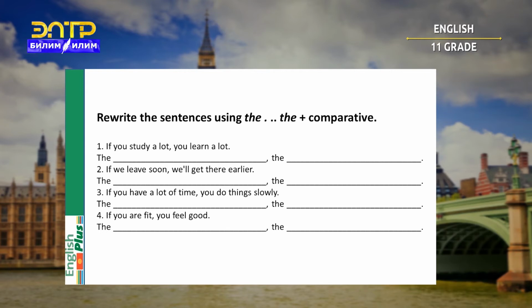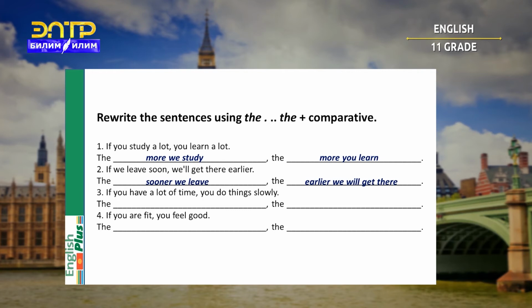Okay, now let's check your answers. Sentence number 1. If you study a lot, you learn a lot. But we should use the with comparative. What do you have? The more we study, the more we learn. Sentence number 2. If we leave soon, we will get there earlier. The sooner we leave, the earlier we will get there.